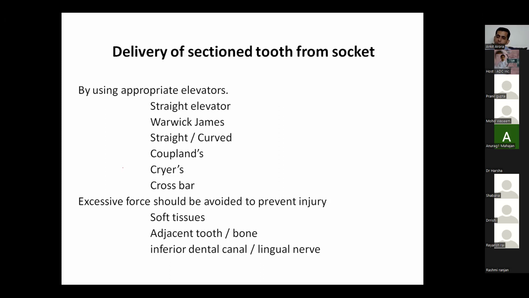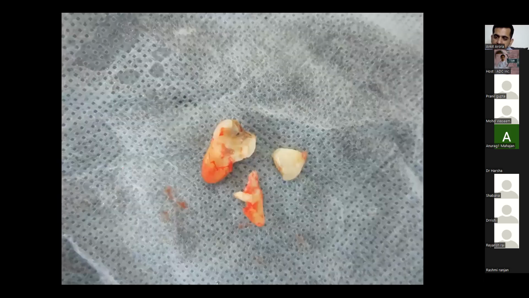Basically make sure of these three things. You should not apply excessive force, to prevent injury to the underlying soft tissue on the buccal side and the lingual side, the adjacent tooth, that is the 7, and bone, as well as the TM joint. And the inferior alveolar canal and the lingual nerve. The inferior alveolar canal is just beneath the third molar region, and the lingual nerve is in the lingual flap.